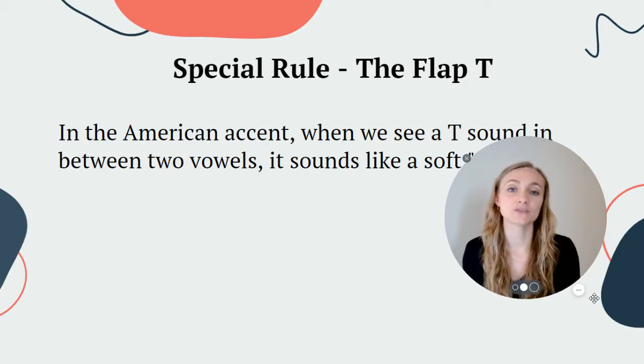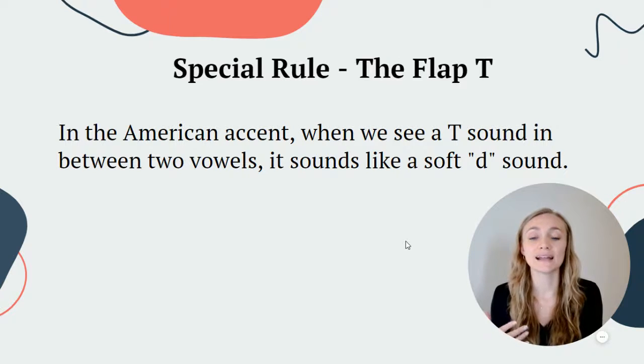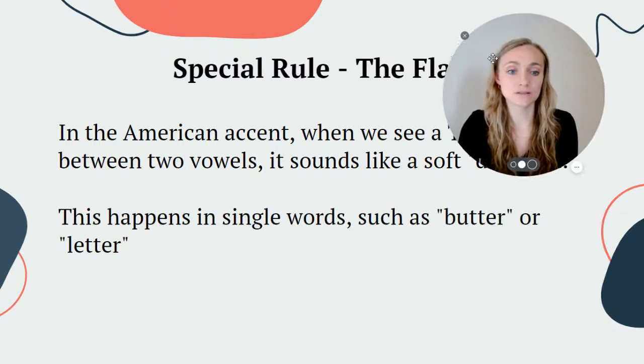Now, a really special rule for listening. This is a sound that we call the flap T. So in the American accent, when we see a T come in between two vowels, it actually sounds like a soft D sound. D, D. So this happens in single words all the time.